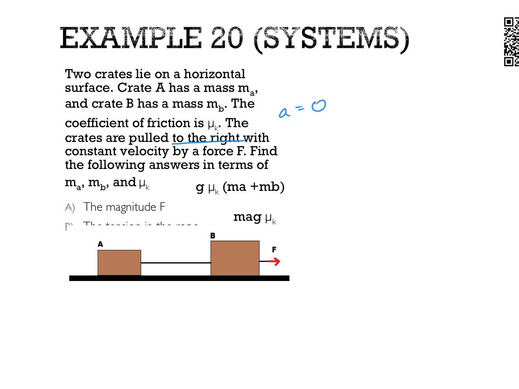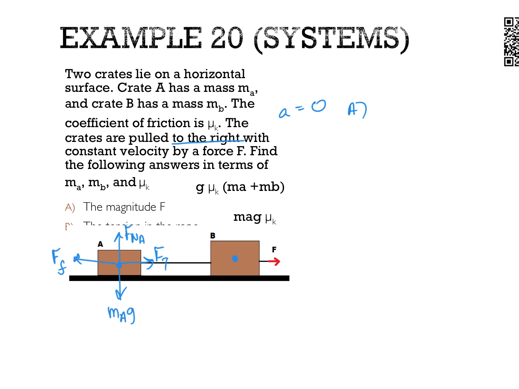So the magnitude of F is going to be, well, we have to see what's going on. We're going to look at this for part A as a system. So if I do the forces here, I've got mass A times gravity. I have the normal force of A. I have the force of tension this way, and I have the force of friction this way.